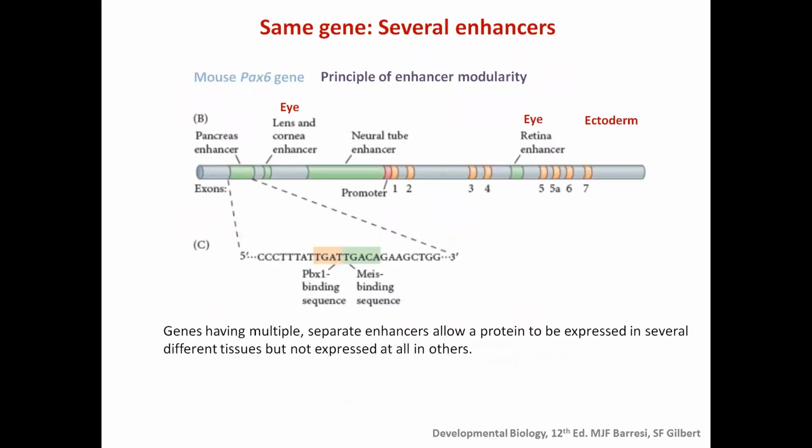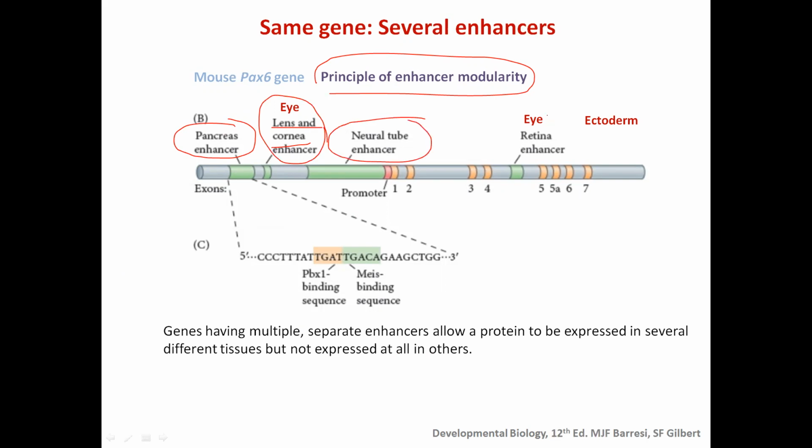This is one example, the mouse Pax6 gene, and there are several enhancers for the same gene. This is also the principle of enhancer modularity. In this case, for the one gene, we have the expression in the pancreas, the lens and the cornea of the eye. This is the enhancer type in the neural tube, and this is the enhancer in the retina. And these eye tissues are ectodermal in origin.